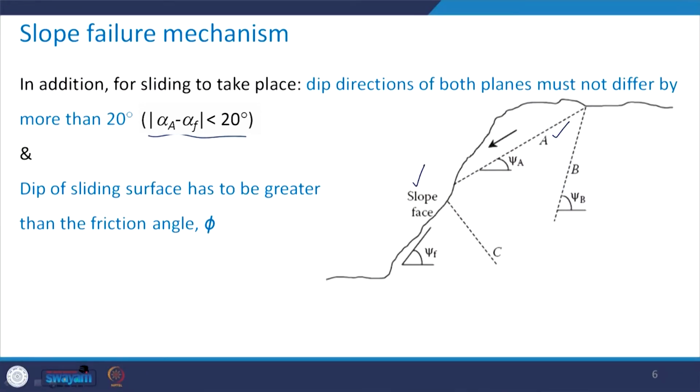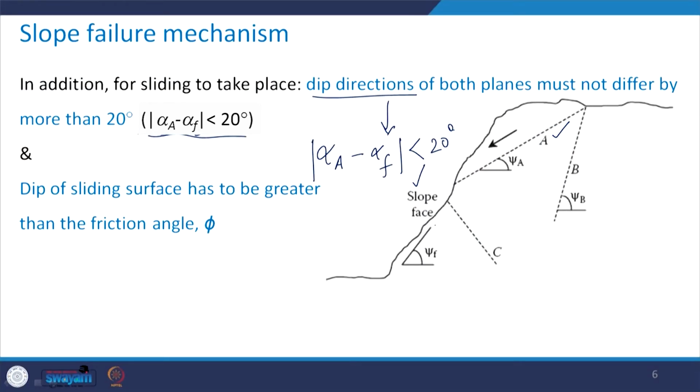So, look here, I have mentioned it in an expression form, that is alpha A minus alpha F, because it is the dip directions, and dip direction we are representing by alpha. So, this condition is going to be the modulus of alpha A minus alpha F should be less than 20 degrees. So, this condition should also be satisfied.